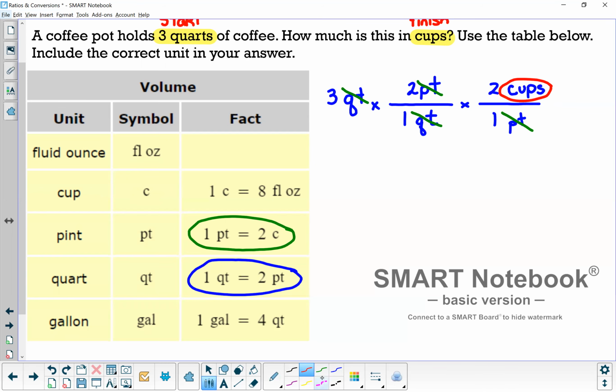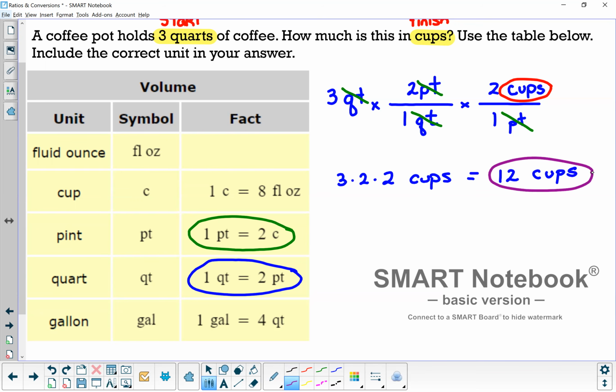That's what we wanted. So now let's go ahead and finish with the arithmetic part of our calculation. We have 3 times 2 times 2, and we're left with cups. And that leaves us with 12 cups.